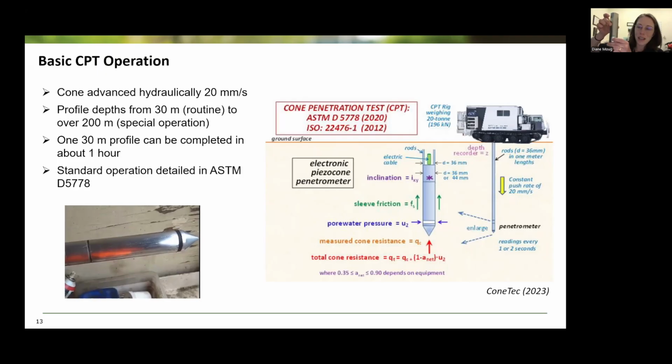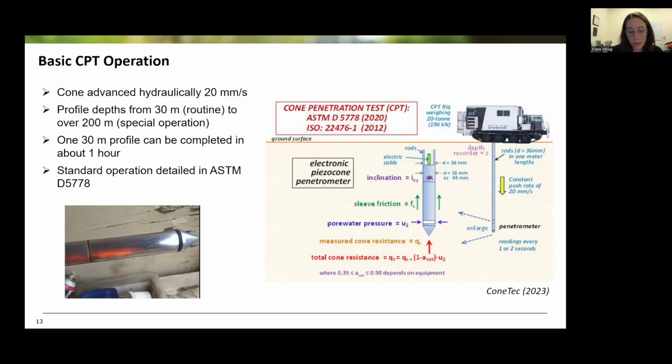The readouts of the data from the cone are taken about every 5 centimeters. So we get this nearly continuous data profile, and we can profile routinely about 30 meters in depth, and with a bigger truck, larger capacity, we can get up to 200 meters.